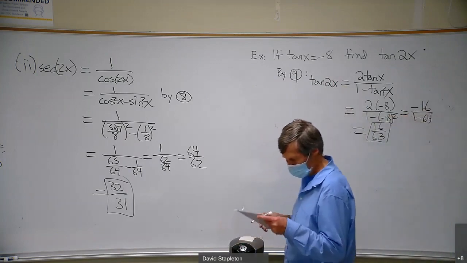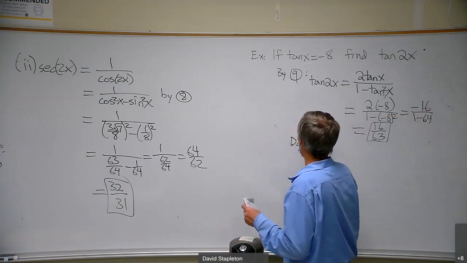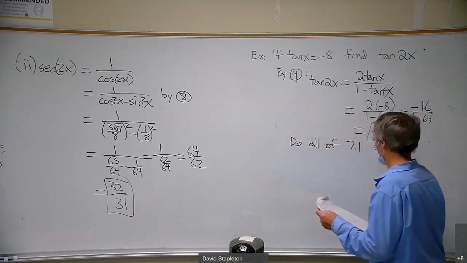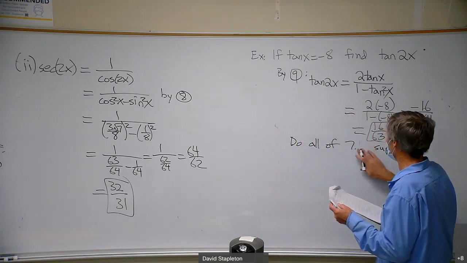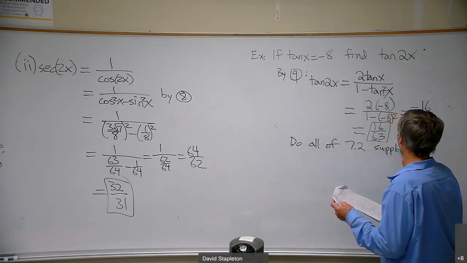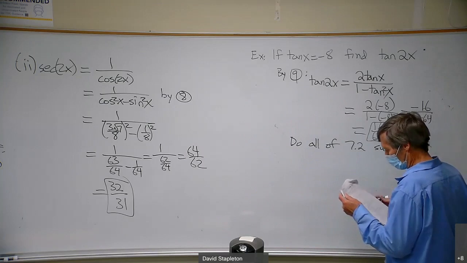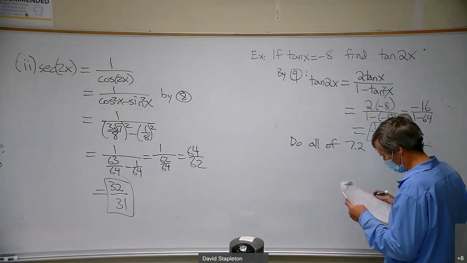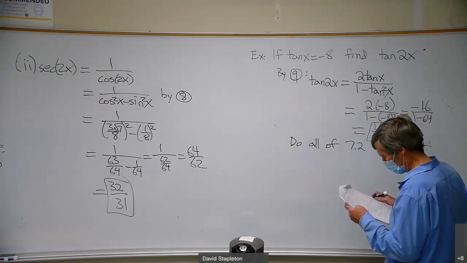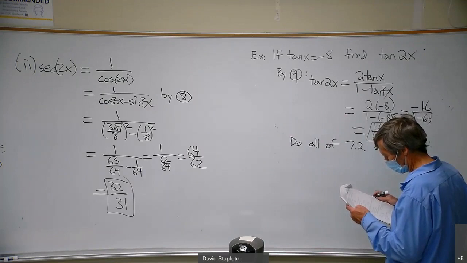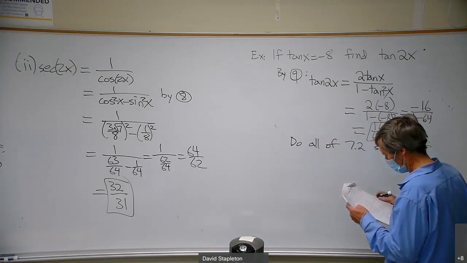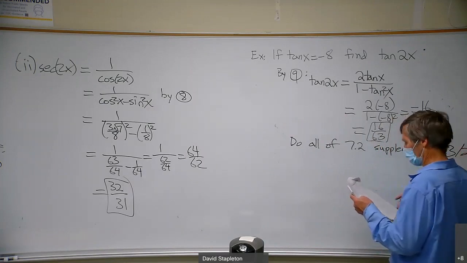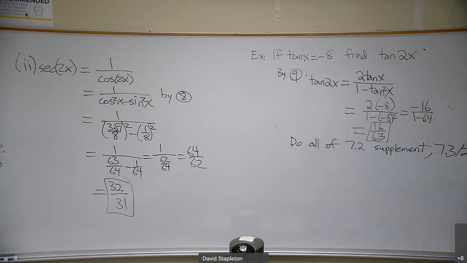Try these ones out. As I said before, do all of 7.2 from the supplement; we already did 7.1. Those are the sum and difference formulas. And then we can look at 7.3, numbers 1 and 2, for the double angle formulas.